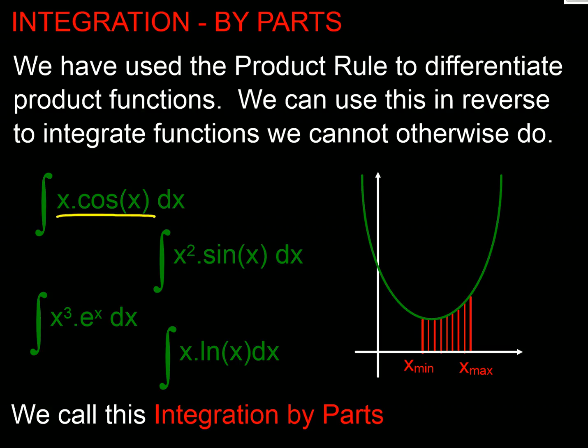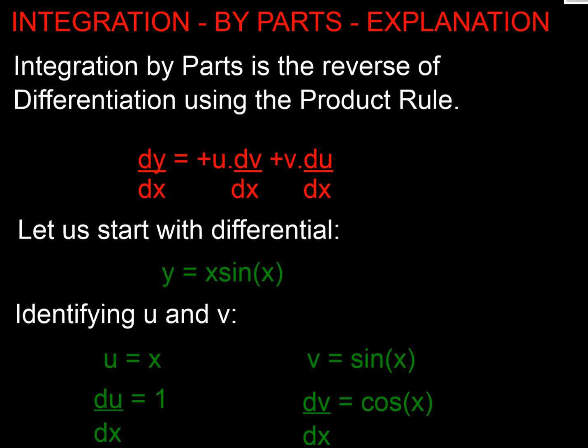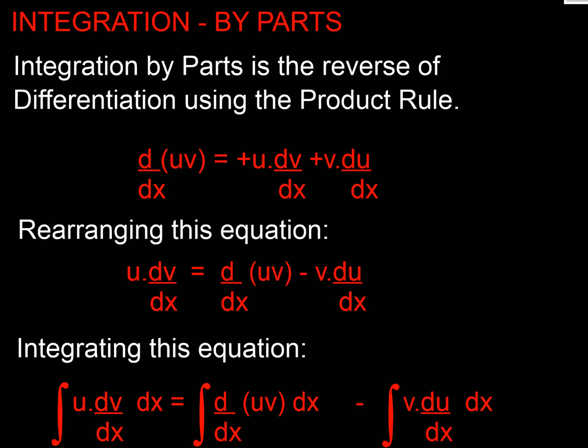And therefore that will allow us to integrate products like x cos x, or x squared sine x, or x cubed e to the x, or x log x. And this is known as integration by parts because we're going to break it into our two parts and then deal with it. Let me give you a quick explanation of why this works and then we'll do an example.